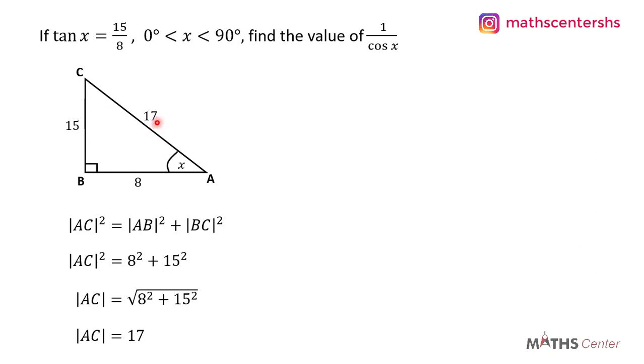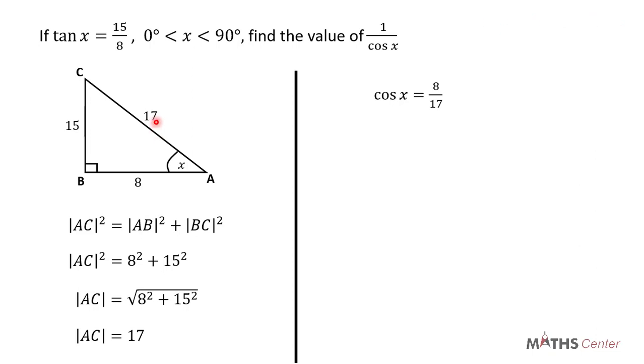We now have the hypotenuse, so we can find cos x. Remember, cos is adjacent divided by hypotenuse. So cos x will be equal to adjacent, which is 8, divided by the hypotenuse, which is 17.